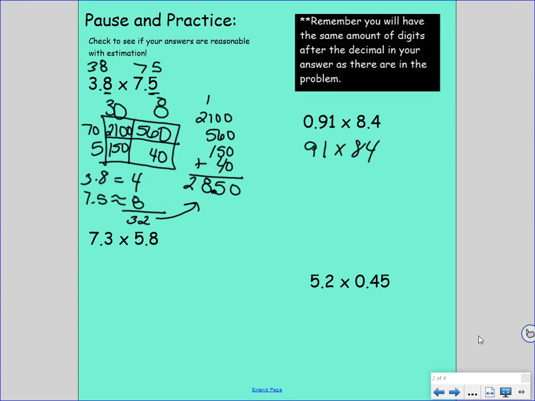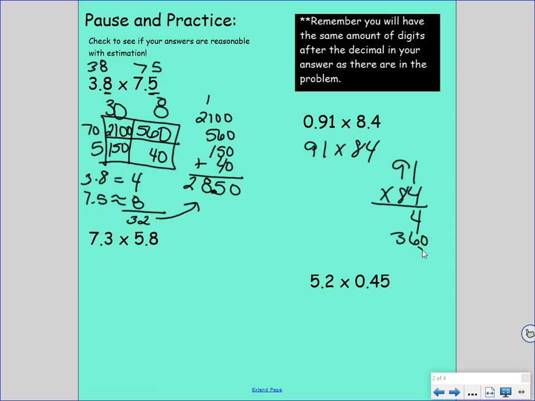All right, I'm assuming that you paused it and you tried these problems, and now let's check the work. Let's do the partial product strategy for this one. This is the one I always get messed up on, so hopefully I don't mess it up this time. 91 times 84. So 4 times 1 is 4, and 4 times 90 is 360.